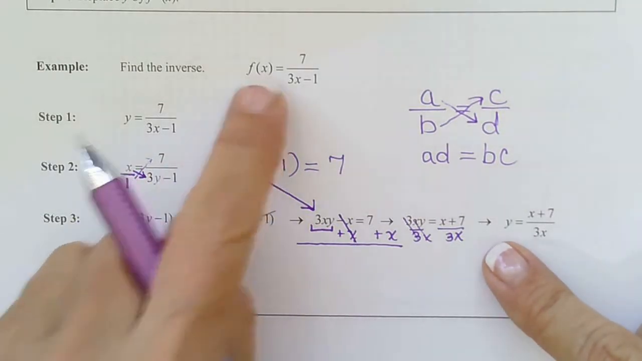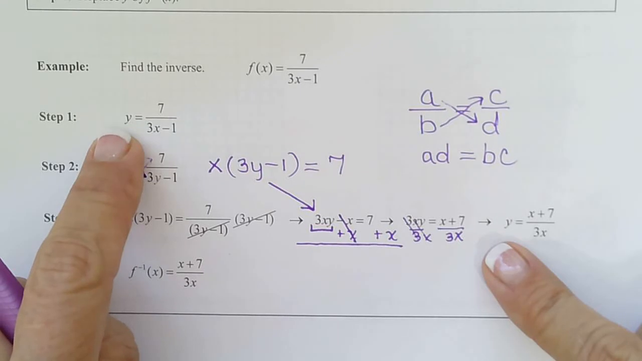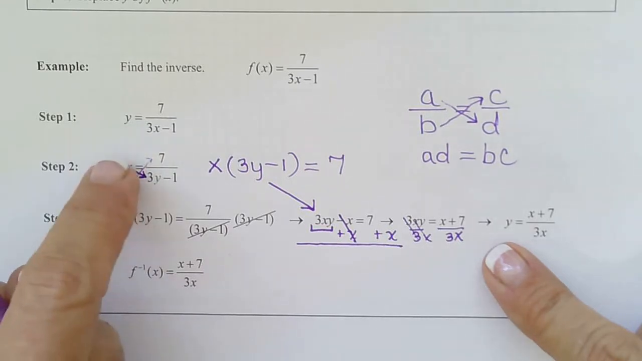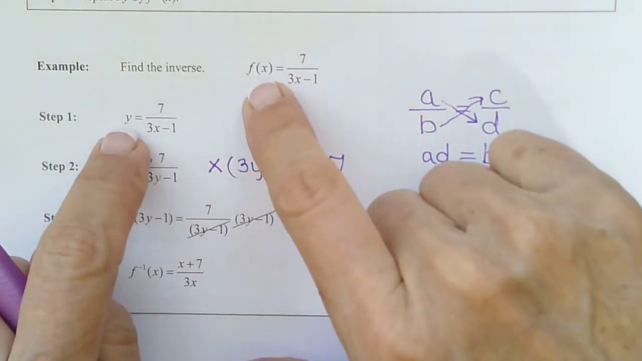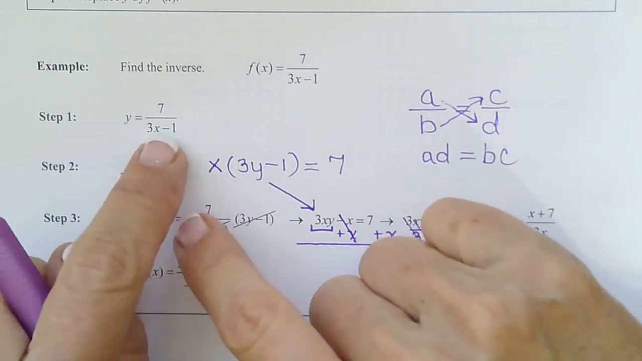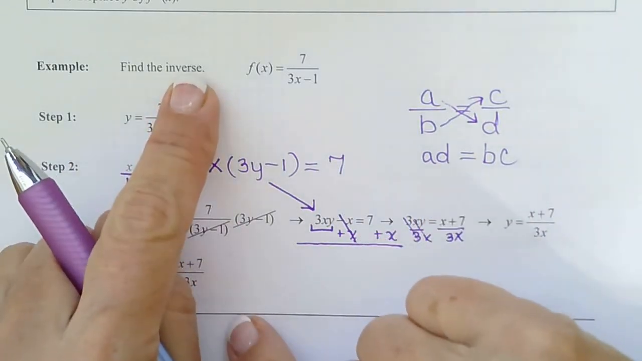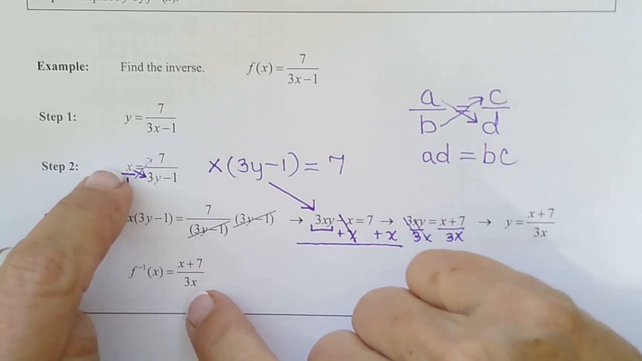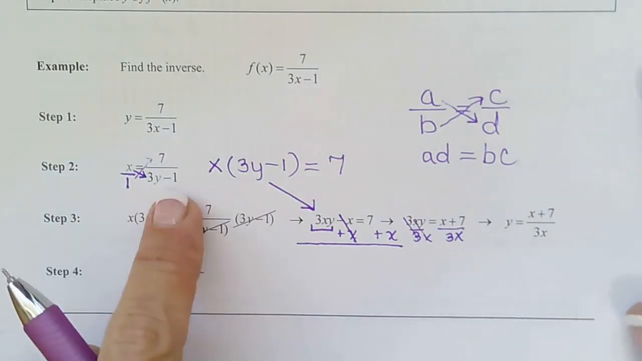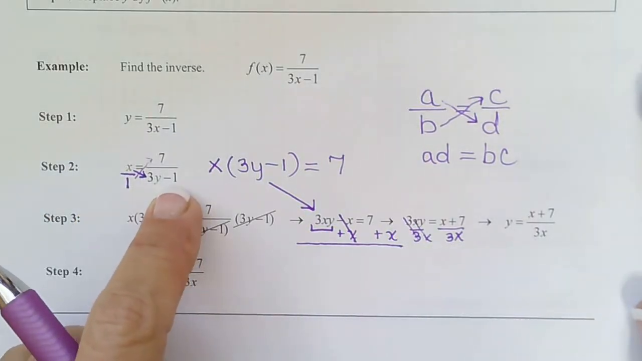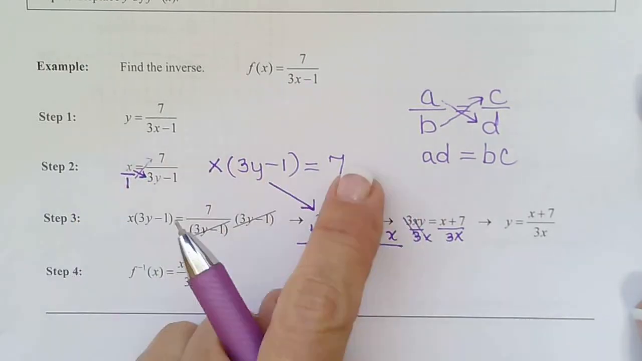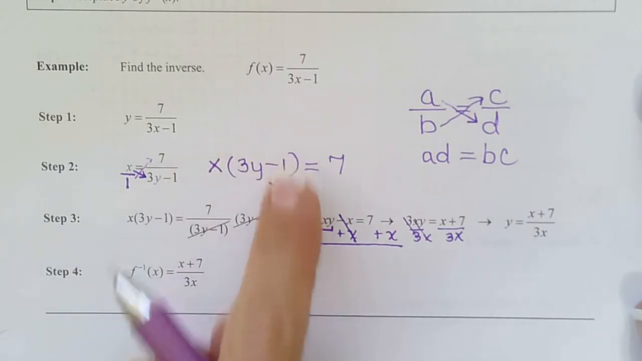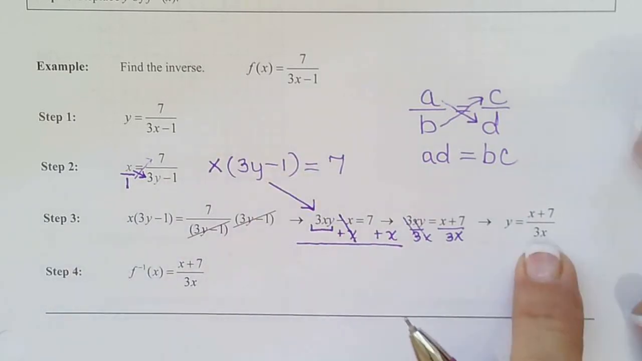So first we make f of x y. Then we cross multiply. And whoops, I'm getting ahead of myself. So first we make f of x y. Then we interchange our x and y because that's the definition of an inverse. So the y became x, the x became y. Then we need to get rid of the fraction, just like we did in chapter 5, which means cross multiply and set your cross products equal. Then distribute, get y alone, and that is your inverse.